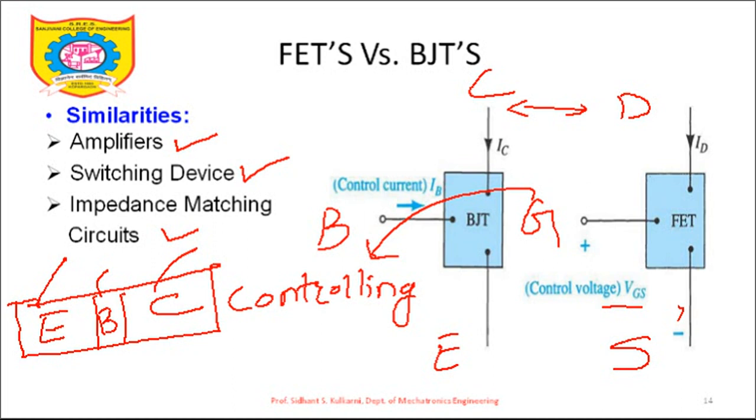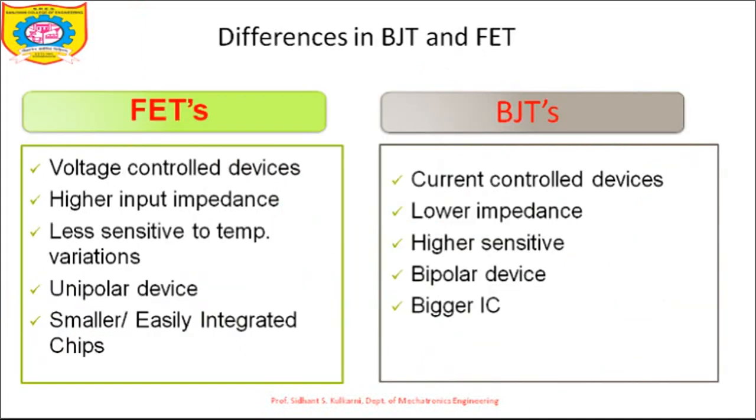But right now for this particular point, you just remember that base in BJT is equivalent to gate in FET, source in FET is equivalent to emitter in BJT, and drain in FET is equivalent to collector in the BJT. Okay, then what are the differences that one should understand between FET and BJT?